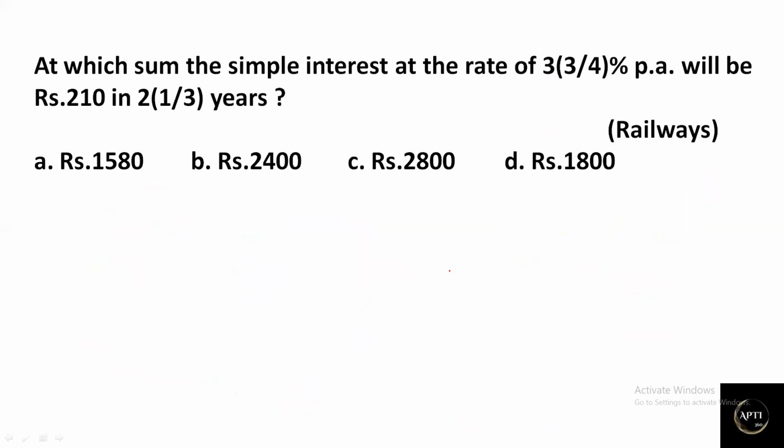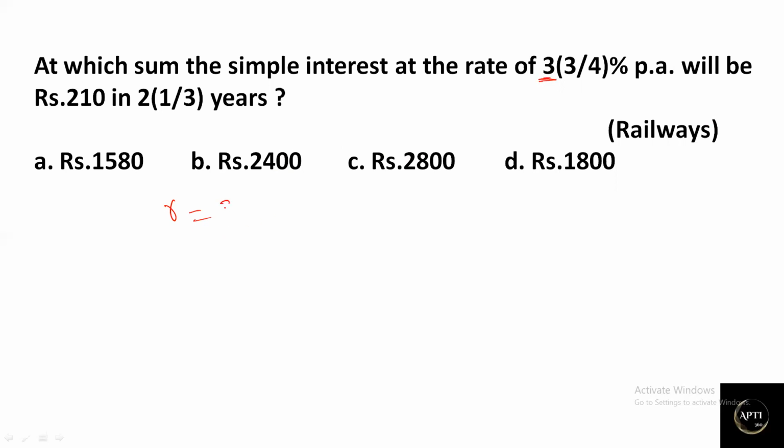At which sum the simple interest at the rate of 3 by 4% per annum will be 210 rupees in 2 1 by 3 years. Okay, this question was asked in the RRB exam. No need to get confused about the fractional values given. Just very simple. Now what is the rate of interest given? Rate of interest is 3 by 4.